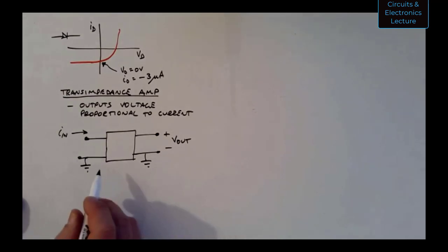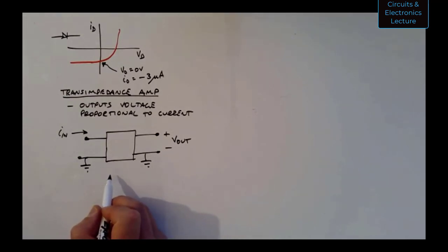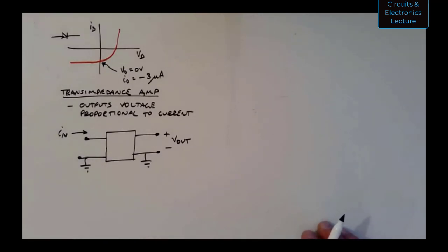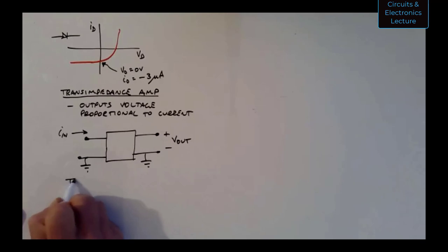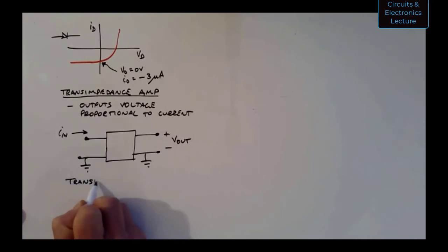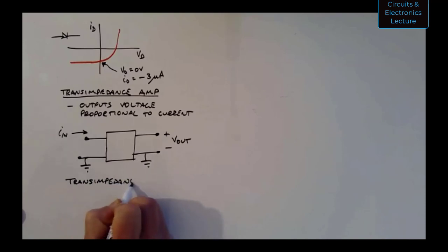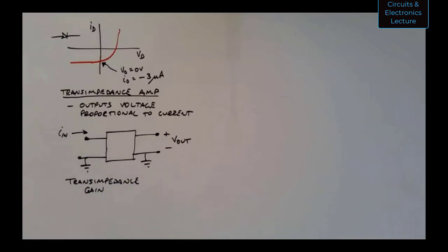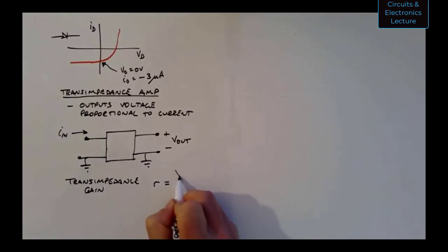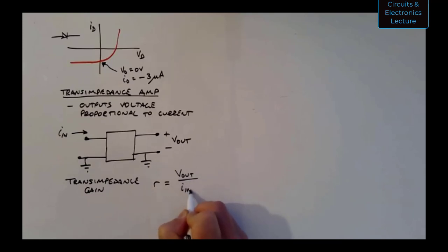Okay, let's talk about characterizing this. When we talked about voltage amplifiers, we defined this value called AV, the voltage gain. It was V out over V in. So instead of a voltage gain, we're going to have what's called a transimpedance gain. It's a long word for a simple concept. And we're going to give it the variable R. That's a lowercase r right there. You'll see why in a second. It's R because it is the output voltage divided by the input current, right? So it's the ratio of V out over I in.